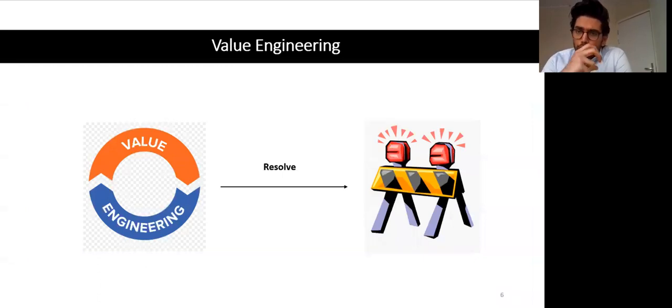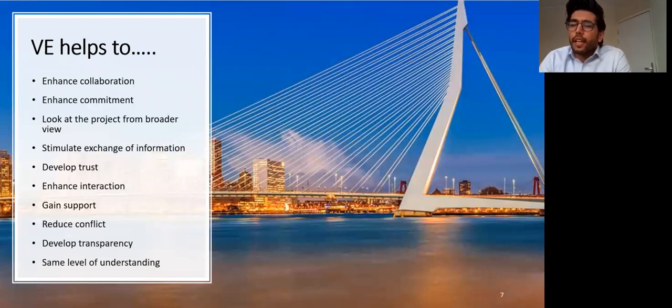So, to implement the enablers, we are required to resolve the barriers. We wanted to check if value engineering can help in resolving the barriers. Before checking that, we observed that there is a lack of awareness about the potential benefits of performing value engineering in a construction project. Hence, we identified 21 benefits of conducting value engineering in a project, out of which the most important ones are mentioned on the slide, which consist of enhancing collaboration among the stakeholders, enhancing commitment, and looking at the project from a broader view.